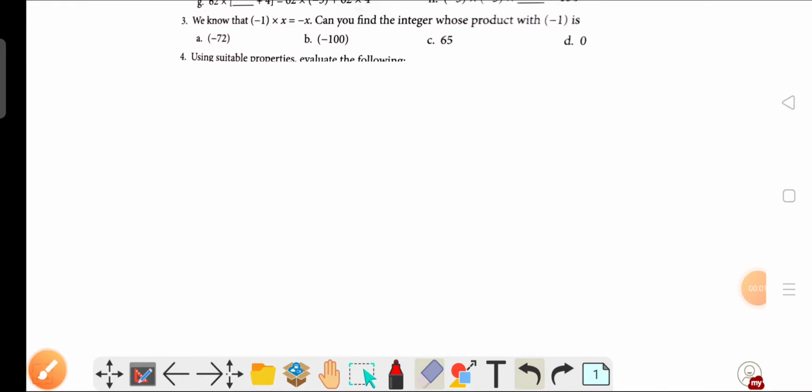Good morning class. As you all know beta, in our previous video we have completed our exercise 1.2 up to second question. Now we will solve our third question.